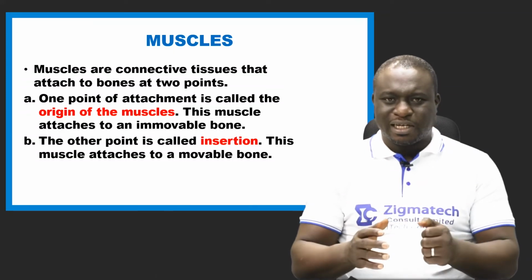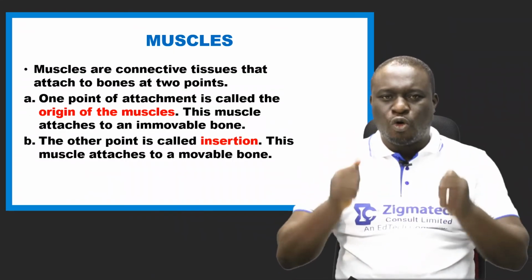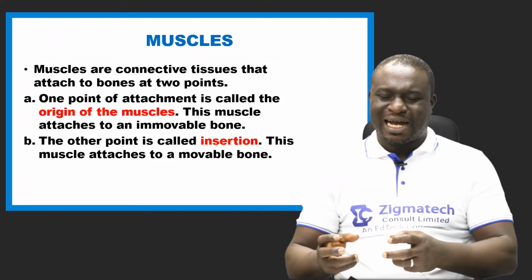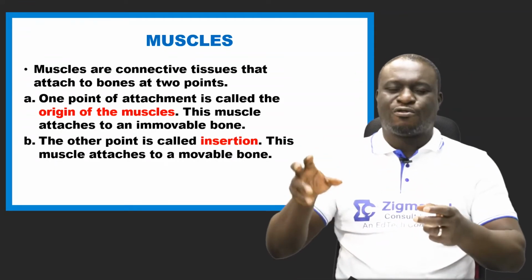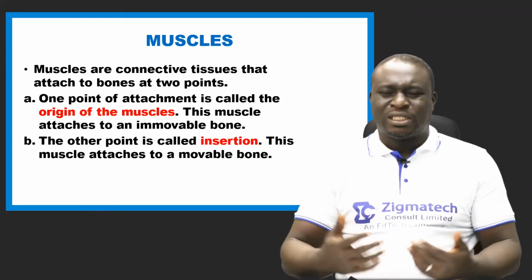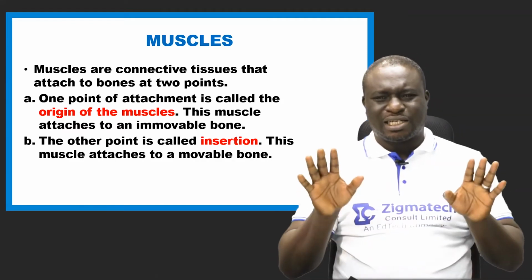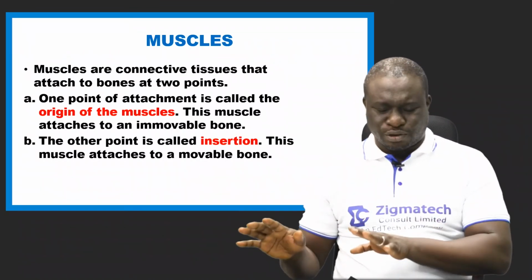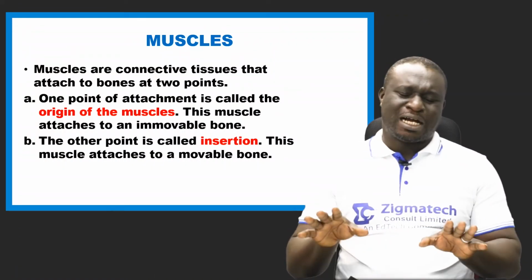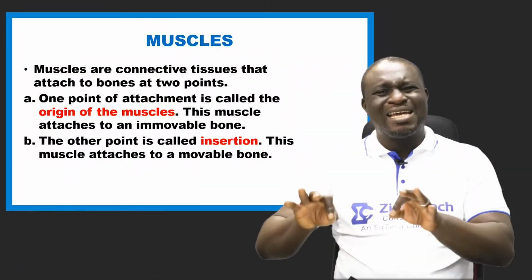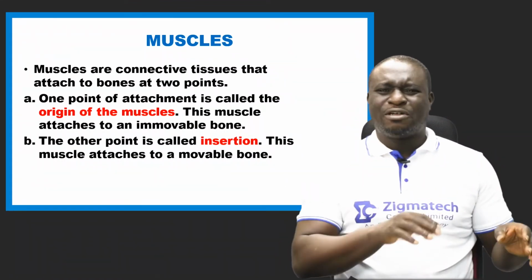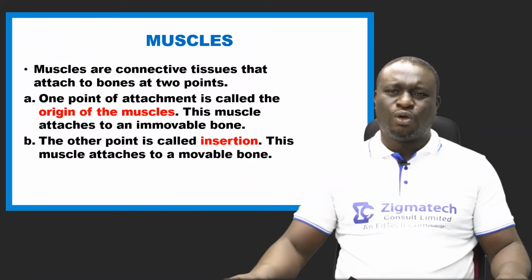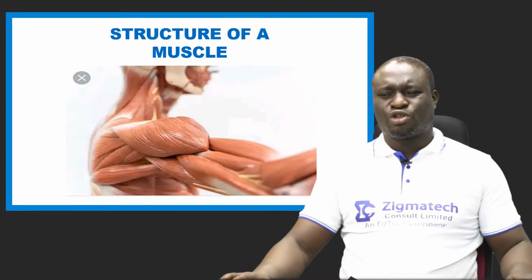Like I said, and I'll repeat it again, movement is not possible within bones alone. It is possible when there is the aid of the muscles, when the muscles are involved. Now, muscles are connective tissues that attach to bones at 2 points. The first point is called the origin of the muscles. The origin of the muscles attaches to an immovable bone. While the other point, which is called the insertion, attaches to a movable bone.